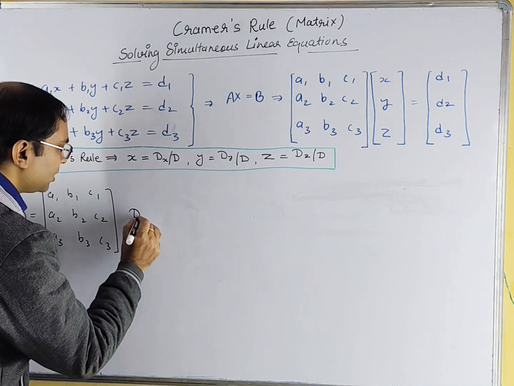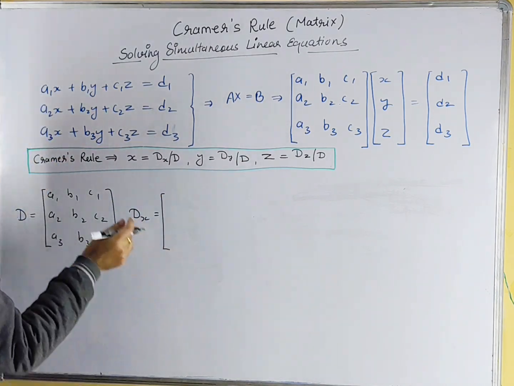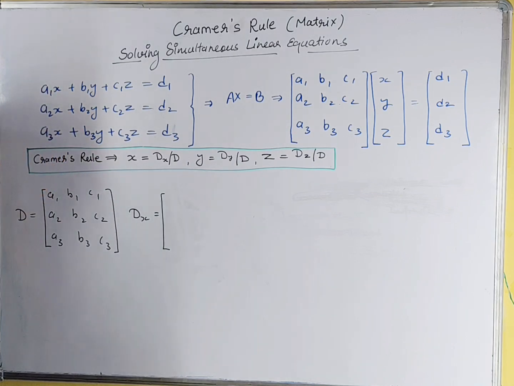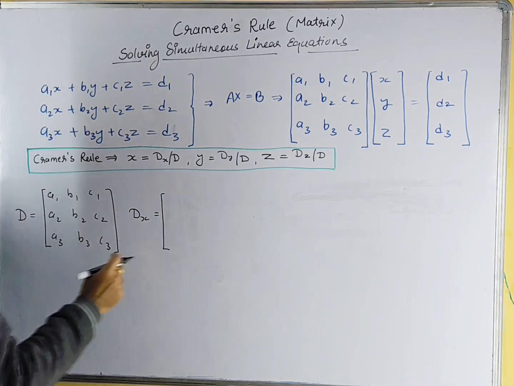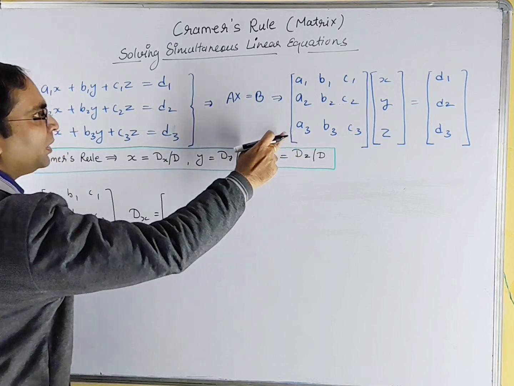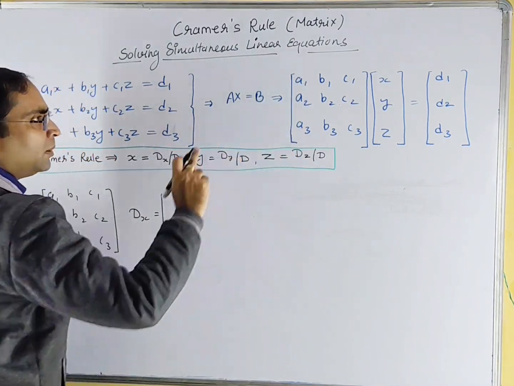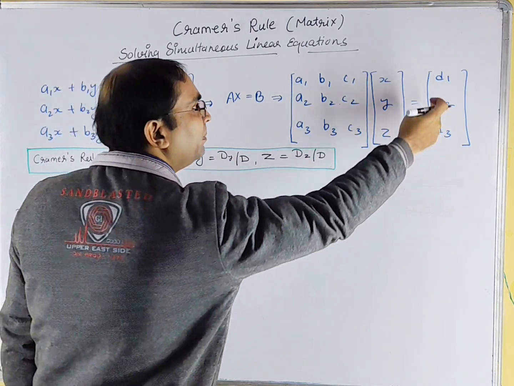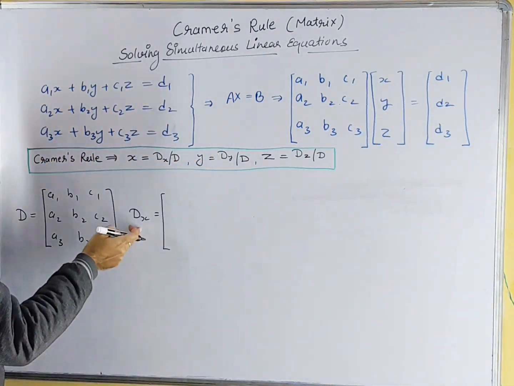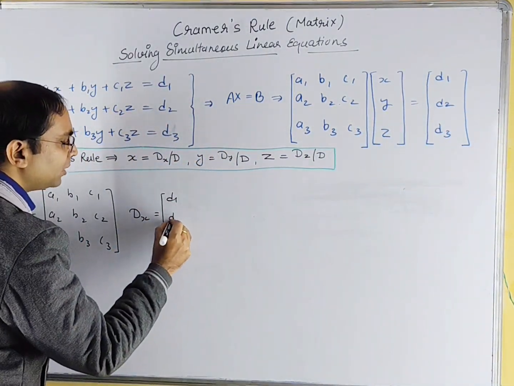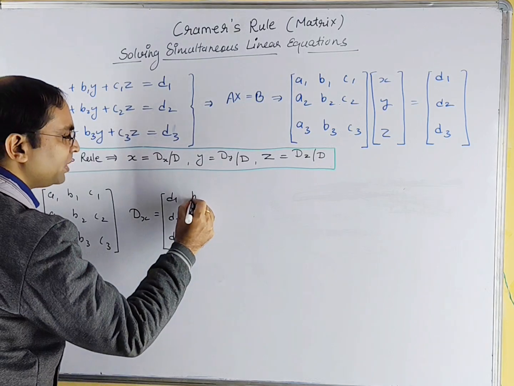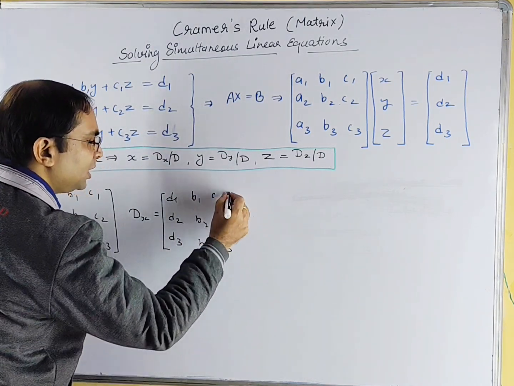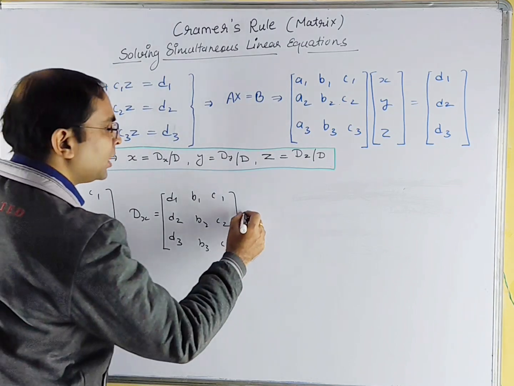Then what is dx? We can see here x is representing the first column. So the coefficients of the first column are represented by the x variable. In this D matrix, we will replace this first column by the solution values. That means a1, a2, a3 will be replaced by d1, d2, d3 and we'll get dx. So this will be d1, d2, d3. Rest will be the same: b1, c1, b2, c2 and b3, c3. This is dx.